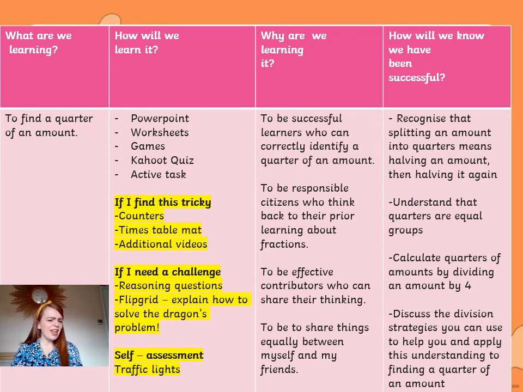Now let's have a look again at our learning intention grid, and I really just want to focus in on this section here about if you think you're finding this tricky or if you need a challenge. Now, remember you can use counters to help you solve the questions as well. So if it's asking to find a quarter of 12, then you can get 12 counters and you can then share them equally amongst 4 groups.